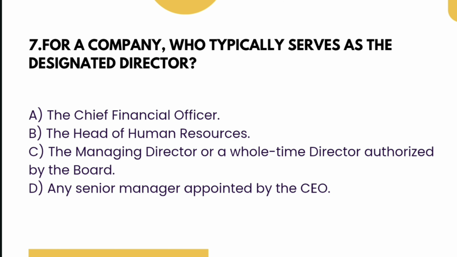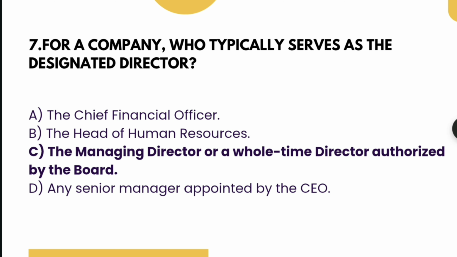Next question, for a company, who typically serves as the designated director? A, the CFO or the Chief Financial Officer, B, the head of the human resource, C, the MD or the whole-time director authorized by the board, D, a senior manager appointed by the CEO. And the answer is C.